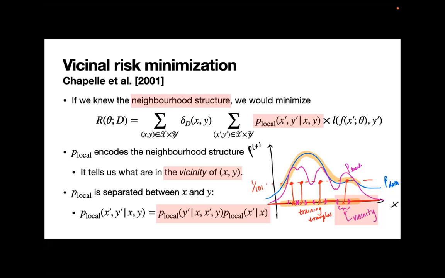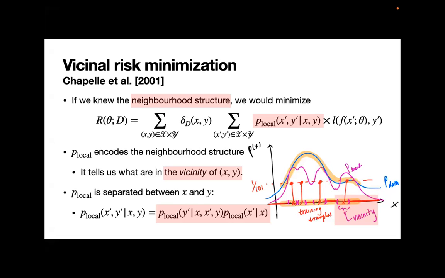So this P local is going to be what we refer to as the neighborhood structure. That is what we know about the vicinity of any given example. And then this local structure is often separated or factorized into two parts. One is the local structure in the input. And the other one is, if I look at a neighbor in the input space, what should be the corresponding output? Because that one is not really well defined.